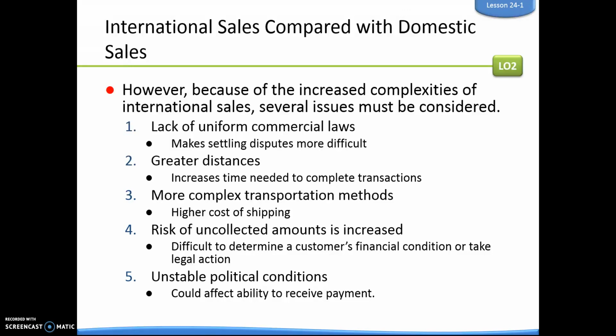You might need to fly things there. You might need to ship things there. It could be driving, whatever it happens to be, that has to do with a higher cost of shipping. It also can increase the time needed to complete those transactions.